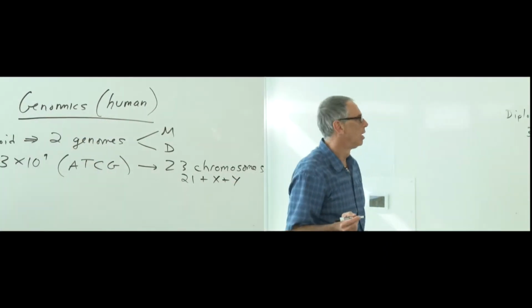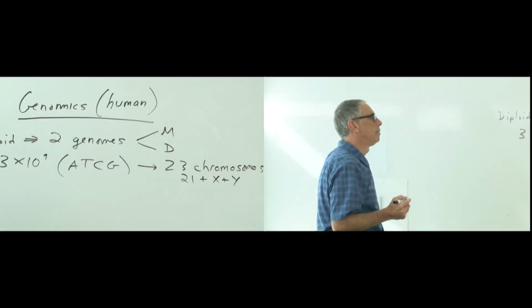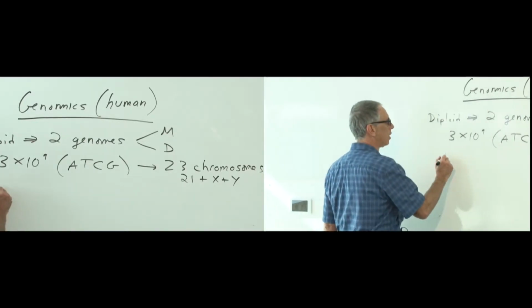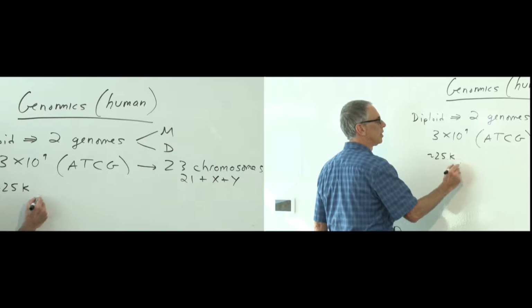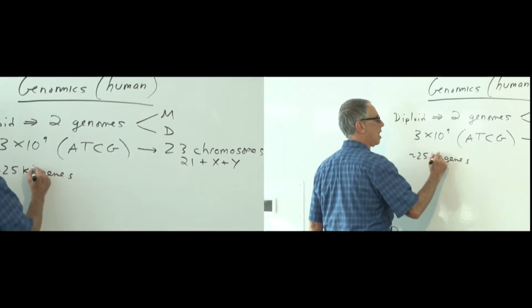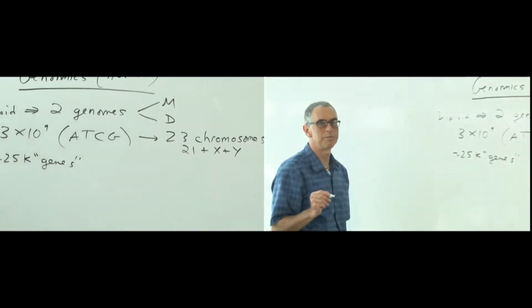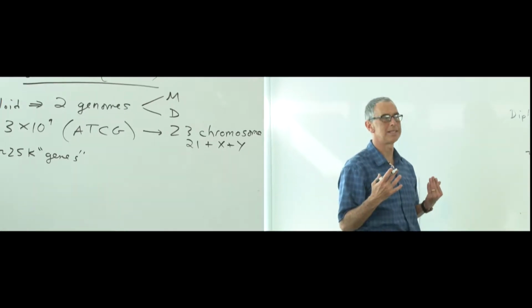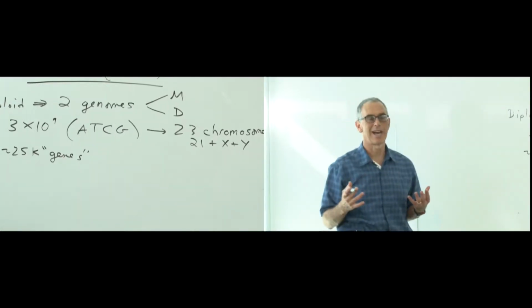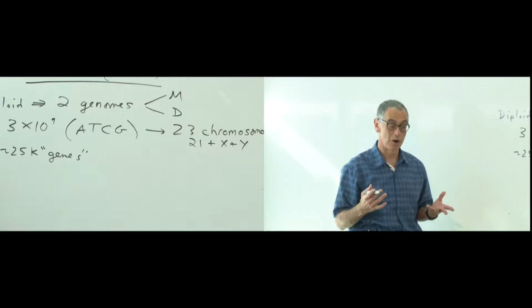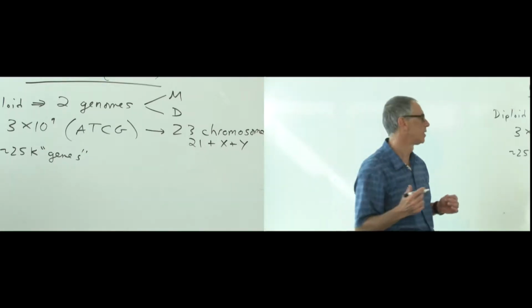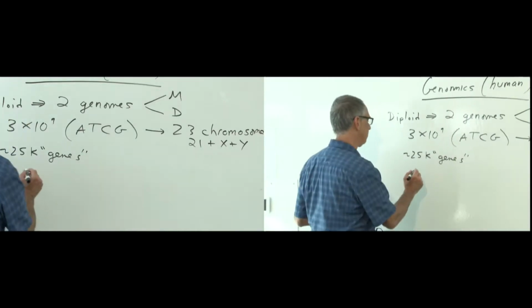Great. Now, in those 3 billion bases are about 25,000 genes. I put genes in quotes because a lot of people know what genes are, but it's actually one of those things where you kind of say, I know it when I see it, but it's hard to define. So for our purposes, I'm going to define a gene.